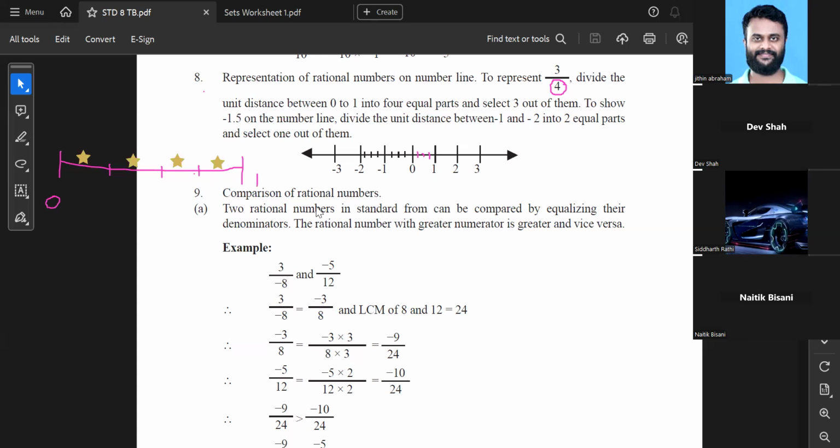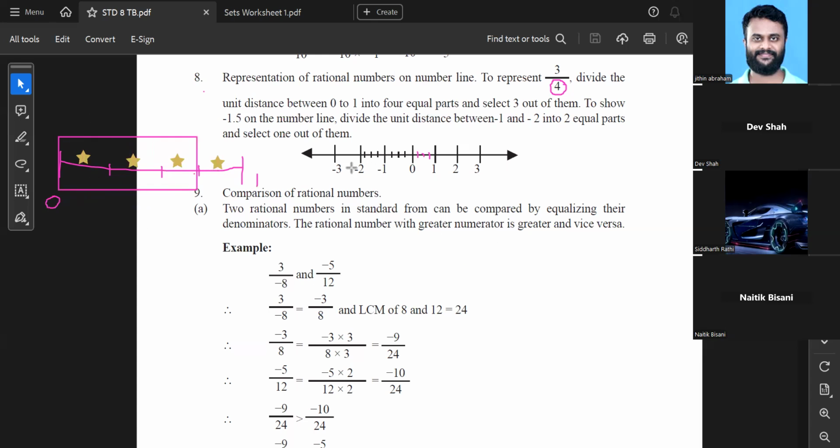Now we have 4 parts. Why 4? Because the denominator is 4. And out of which I will be selecting 3 parts. Okay, like this. So this will be my 3 parts out of 4. So this is how we represent 3 upon 4.